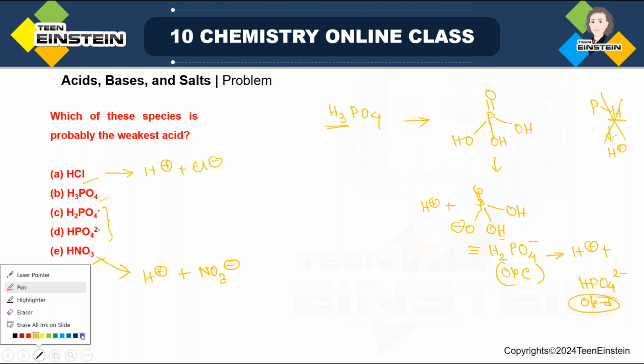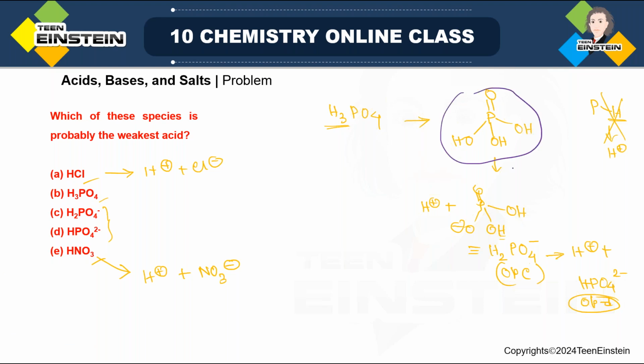So if you are thinking which one will be weakest, see, this is the first dissociation, and this is the second dissociation, right? For the first dissociation, the dissociation tendency is always high, whenever you have more than one hydrogen that can dissociate.